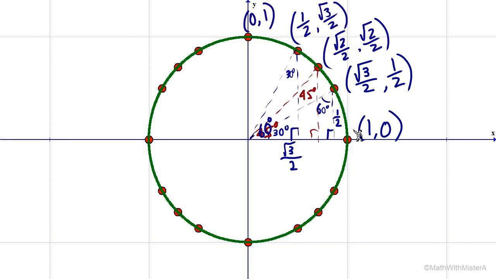Now that we have these ordered pairs filled in, all the other ones are simply reflections of these points. So if I'm thinking about the next point here at 120 degrees, it's a reflection about the y-axis from this point here. If it's symmetric about the y-axis, it means they'll have the same y value. So it will have another ordered pair with radical 3 over 2 for the y-coordinate, but the x value has its sign flipped from positive 1/2 to negative 1/2. So the rest of these points are all reflections.